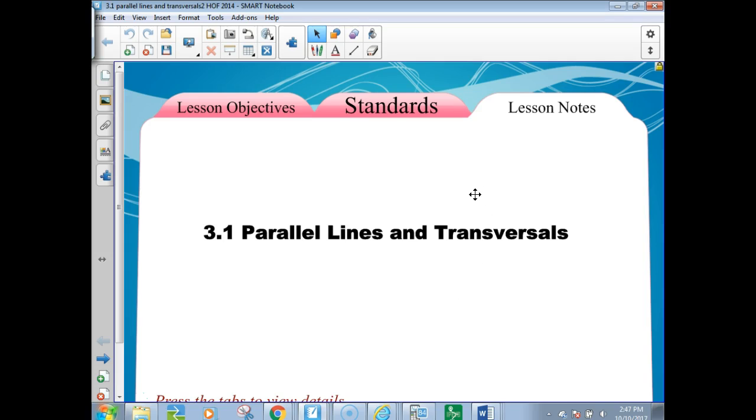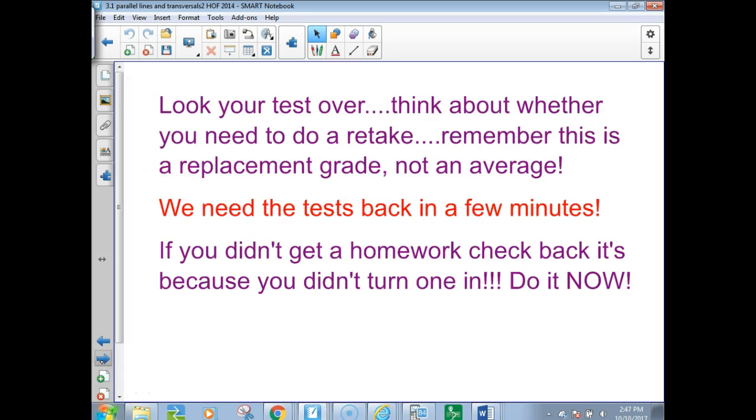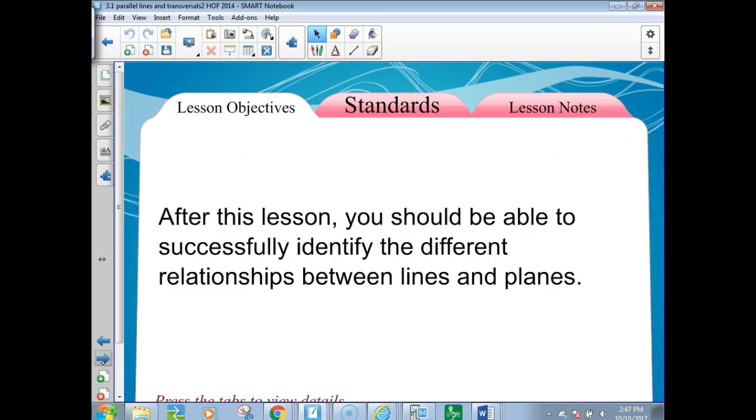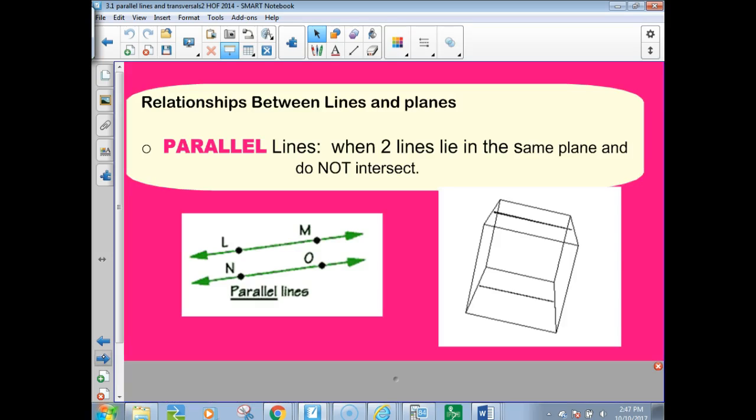All right, so parallel lines and transversals, 3.1, the start of chapter 3. Not doing that today. Just look right now, the first blank that you have to fill in is this. You do not have all these pictures, so if you'll just look at what I've got up here, we're talking about parallel lines. Parallel lines are lines that do not intersect, but they are in the same plane.